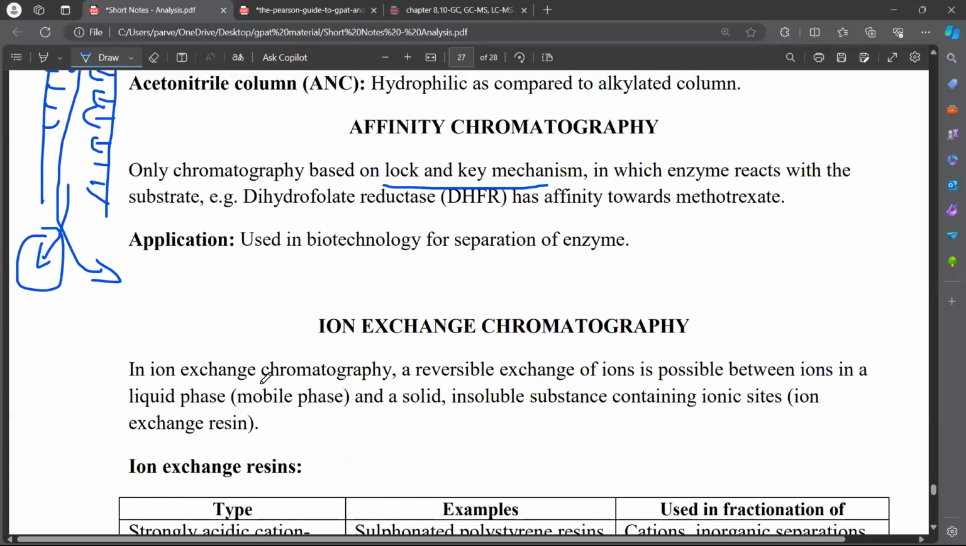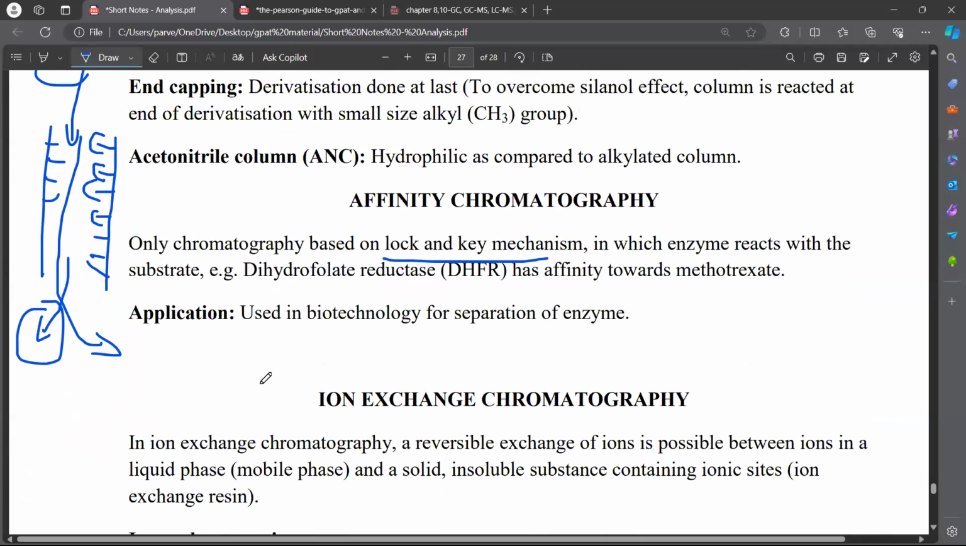So another most important type of chromatography is the ion exchange chromatography. So what is meant by ion exchange chromatography? So basically, we have a column with the ion exchange resins. It can be anionic resin or cationic resin. So basically, the sample consists of anions or cations. So cations can be Na plus, or it can consist of anions like Cl minus.